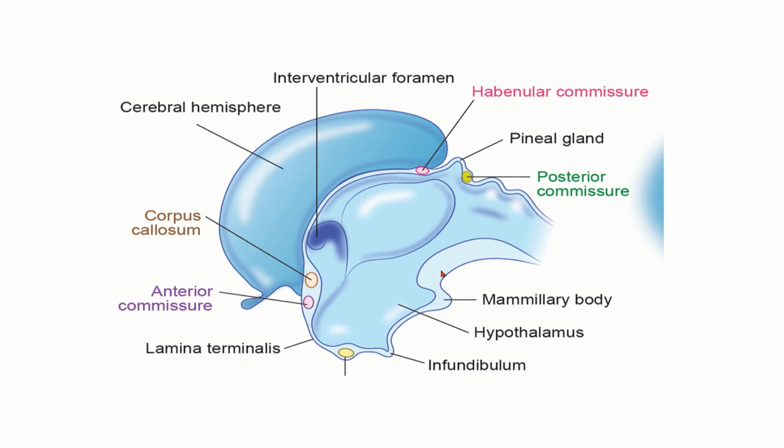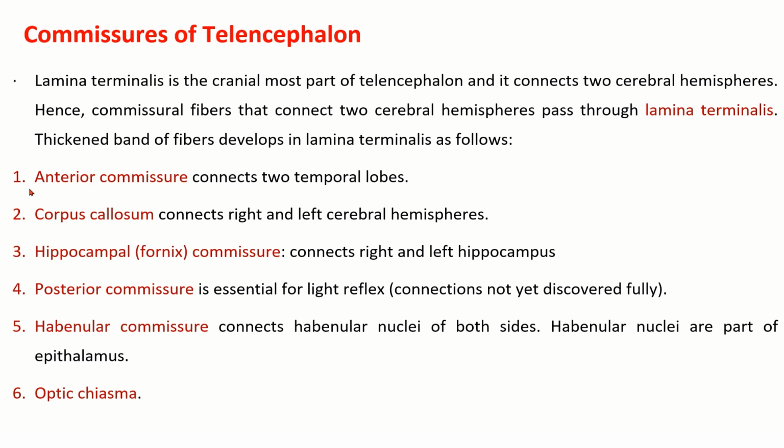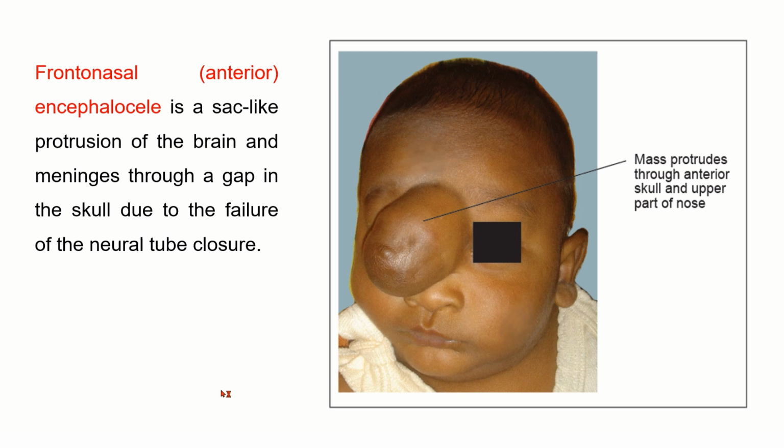Now if you see here, you can see the completely developed corpus callosum, and you can see the anterior commissure, the posterior commissure, the habenular commissure, and there is also an additional commissure called the fornicial commissure connecting the hippocampi of both sides. You can see the anterior commissure connecting the two temporal lobes, then the corpus callosum connecting the right and left cerebral hemispheres, the hippocampal commissure or fornicial commissure connecting the right and left hippocampus, and the posterior commissure. It is essential for the light reflex. Then the habenular commissure connecting the habenular nuclei, then the optic chiasma.